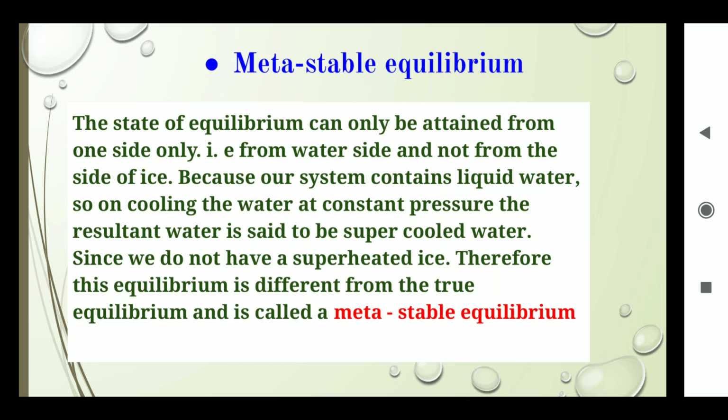Next, metastable equilibrium. The state of equilibrium can only be attained from one side. That means from the water side and not from the side of ice, because our system contains liquid water. On cooling the water at constant pressure, the resultant water is said to be supercooled water. Contrary, if we observe the equilibrium from the other side, since we do not have superheated ice, this equilibrium is different from the true equilibrium and is called a metastable equilibrium.